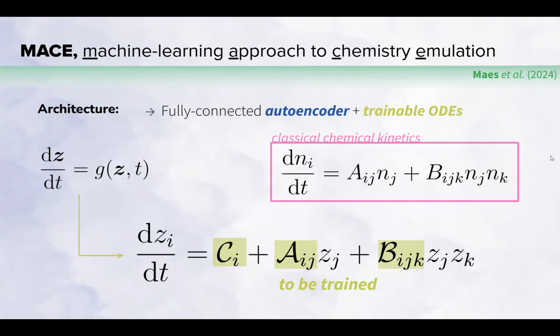So what did we do within this latent space? In classical chemistry, the differential equations look like a polynomial, and we were inspired by the form of this formula and used it in our latent space. But now it's important that these coefficients are trainable. So within our whole Maes architecture, we train the neural networks within our autoencoder, and we also train these coefficients to get a surrogate model that fits the whole chemistry space.